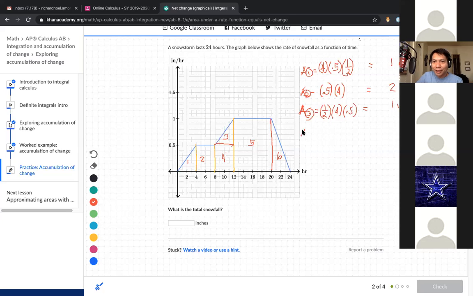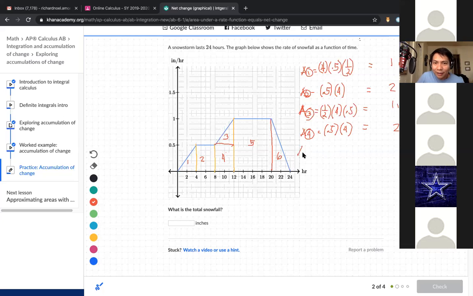Then area number 4, guys. Can you please give me the value for our A4? It's just going to be 2. So everybody understood where we got the 2? Okay, so 0.5 multiplied by 4 will just give us 2 inch.